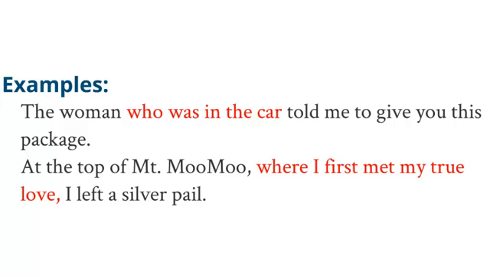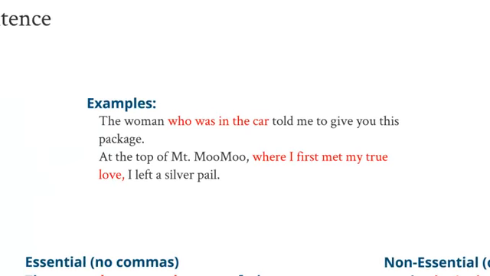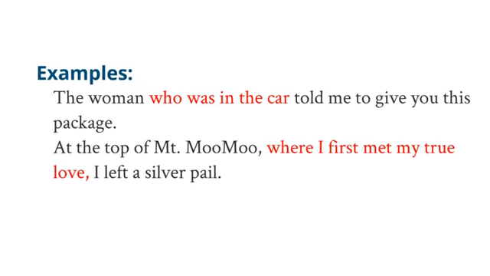And one thing you'll notice with these, as with the adverb clauses, is that the main sentence, at the top of Mount Mumu I left a silver pail, works even if I don't have that adjective or adverb clause. It'll still be a complete sentence. I'm not saying that these aren't important, it's just that they're not necessary to make it a complete sentence. It's additional information to the sentence. Obviously very good additional information, but additional information nonetheless.